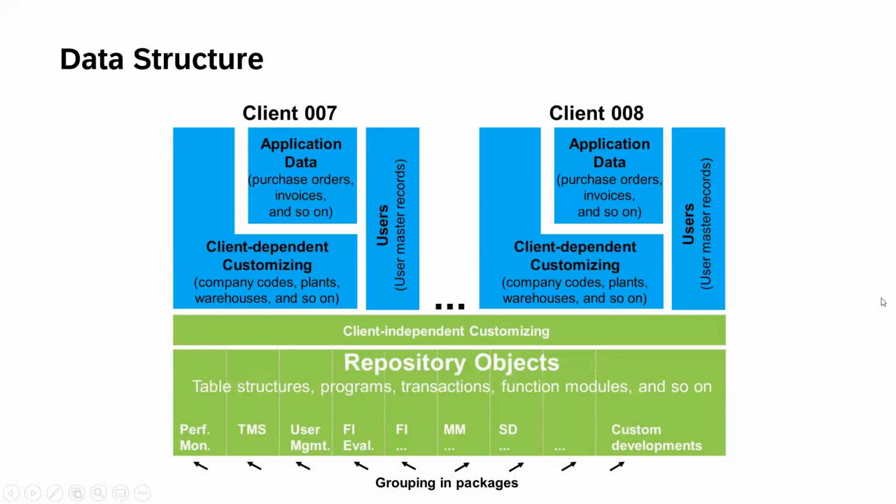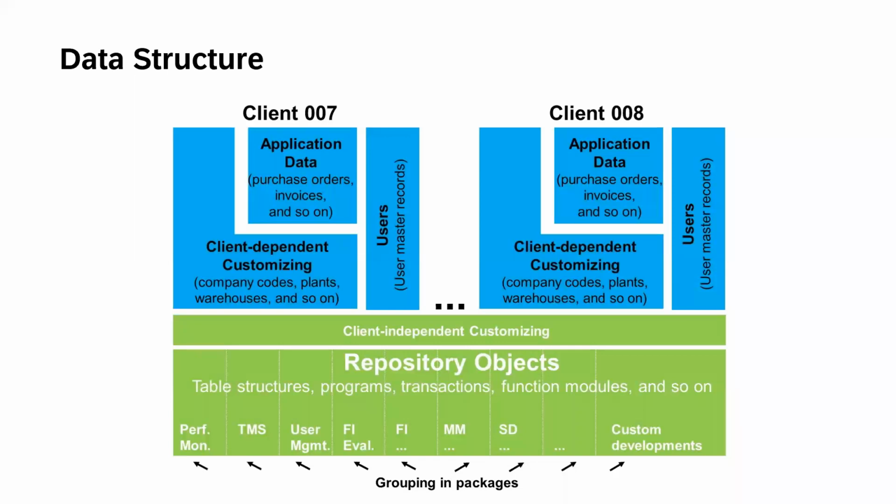Again, when you see the green structure, all the things mentioned in the green structure are client independent. When you say client independent, it means if you create anything of this type of data in one client, it will be immediately reflected in the other client. If you create a program in client 100, you can run the same program from client 200 immediately. Is it clear with everyone?